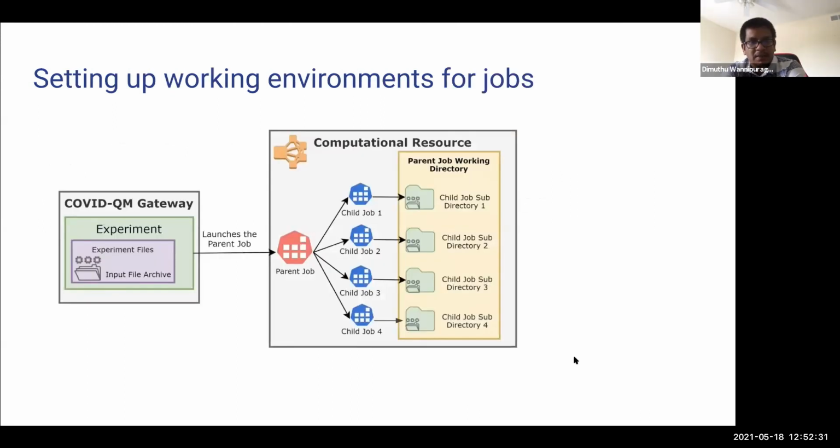This slide basically covers how we create the environment. Users submit an experiment which contains all the input files, and the gateway connects to the compute resource and creates the folder structure. If there are 4 jobs, it creates 4 directories in the main working directory and places all the input files in the right order, and lets the scheduler submit the jobs after that.